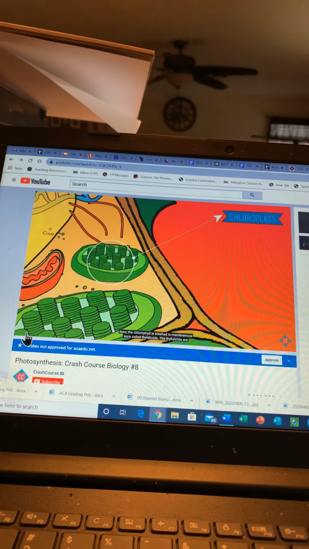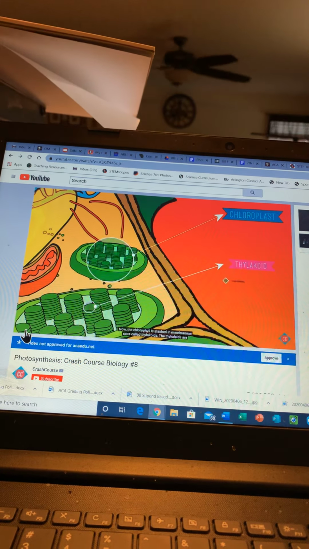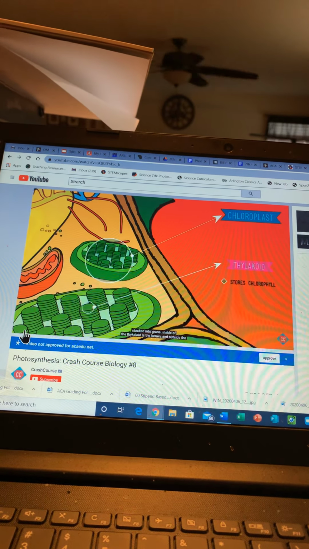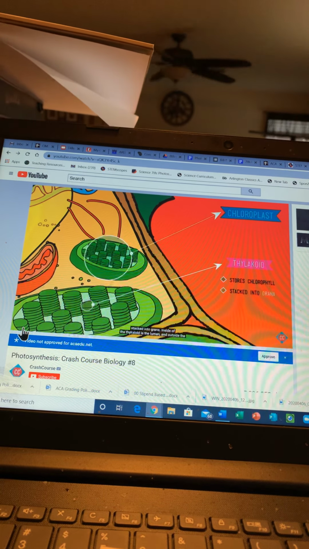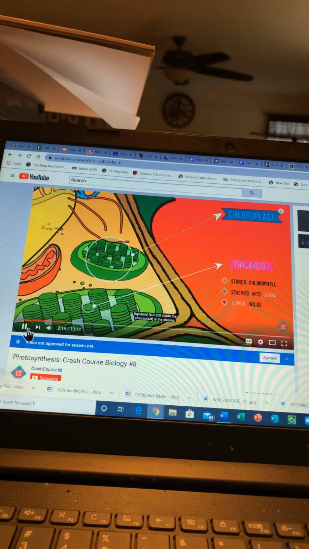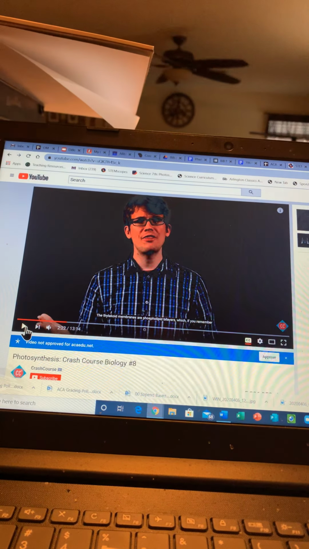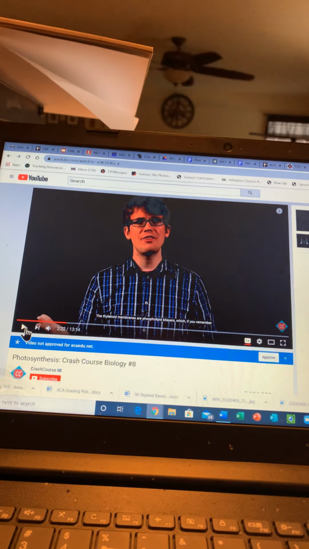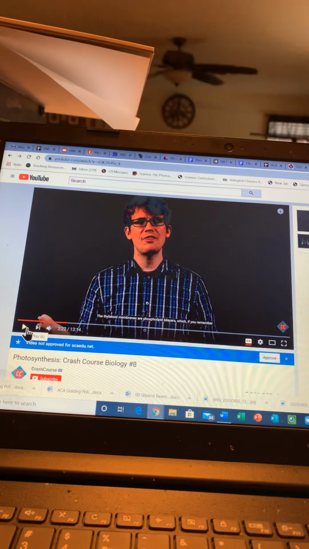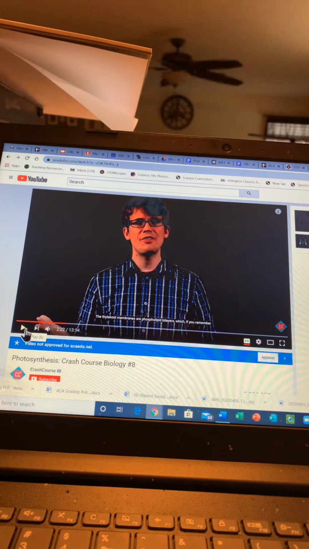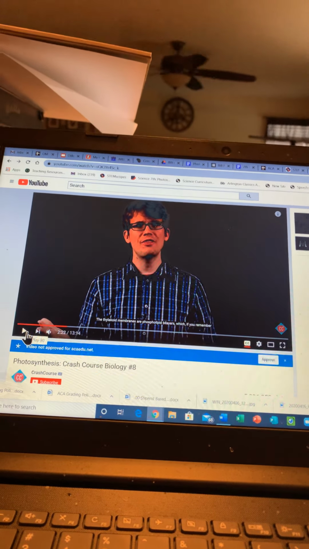Chlorophyll is stashed in membranous sacs called thylakoids, and the thylakoids are stacked into grana. Inside the thylakoid is the lumen, and outside of the thylakoid, but still inside of the chloroplast, is the stroma. So he's going to talk about the stroma later, but remember, that's going to be outside of the actual chlorophyll, but still inside the chloroplast.